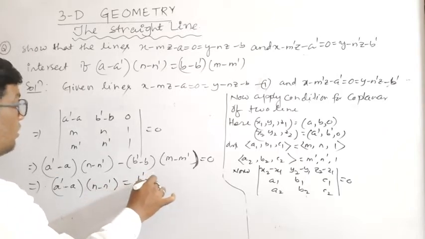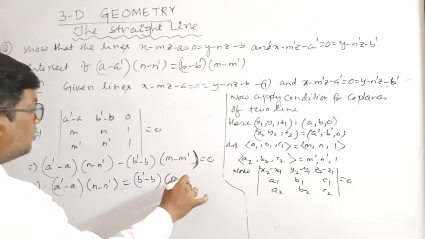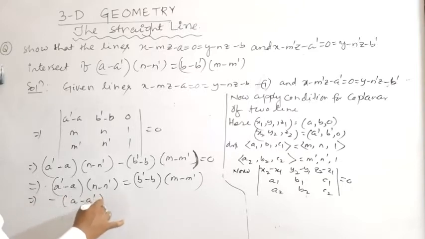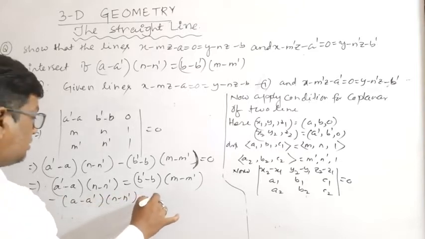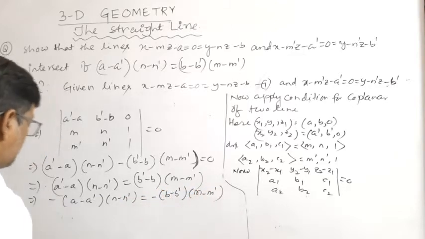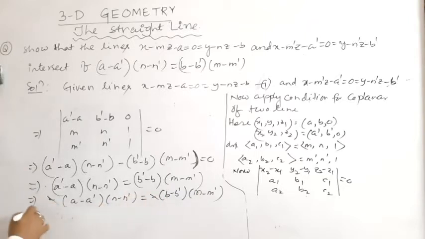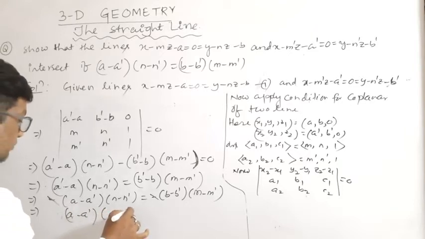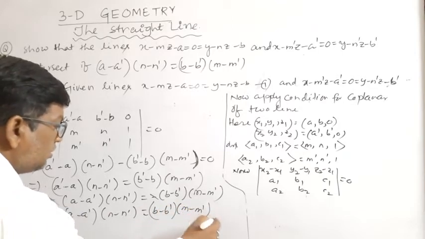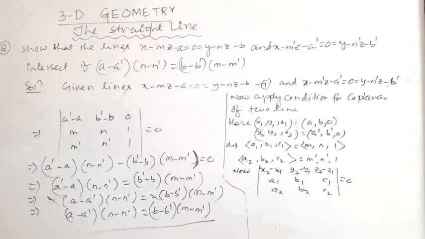is equal to b dash minus b into m minus m dash. So, taking common, minus of a minus a dash into n minus n dash is equal to minus of b minus b dash into m minus m dash. So, minus minus cancel, that is a minus a dash into n minus n dash is equal to b minus b dash into m minus m dash. This is very, very important for the board exam. Now, another question.